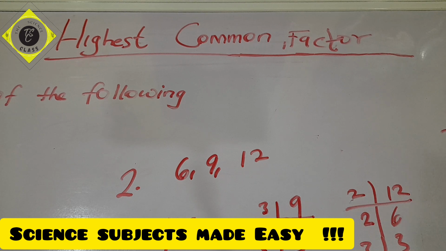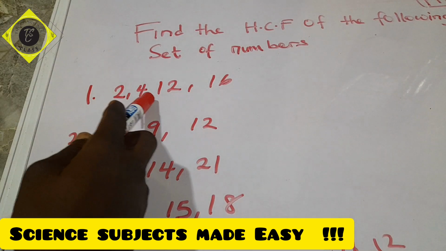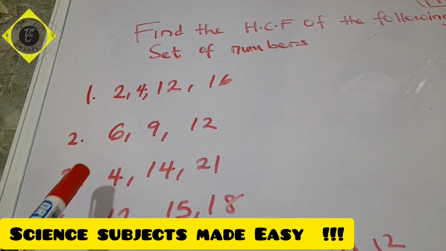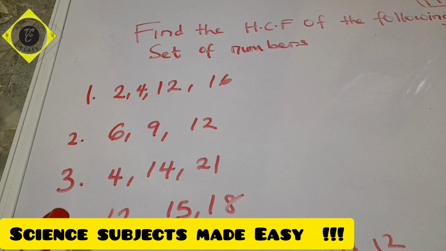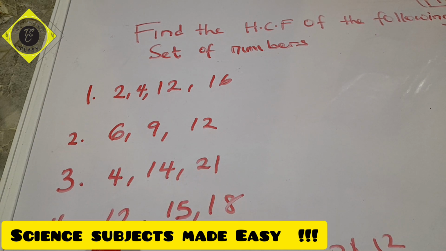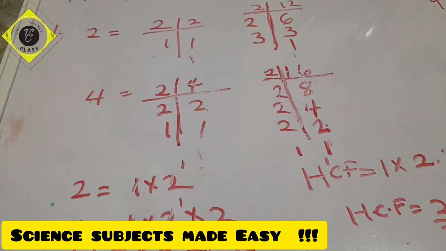So let's go to the first example for today. The numbers we have are 2, 4, 12, and 16. Second example, 6, 9, 12. Third one, 4, 14, 21. The fourth one, 12, 15, and 18. So let's go to the solution to these examples now.